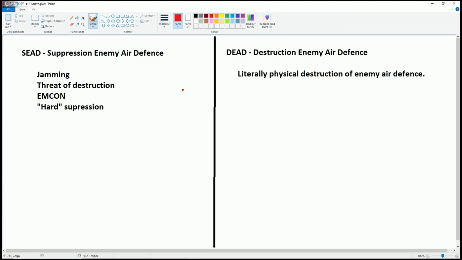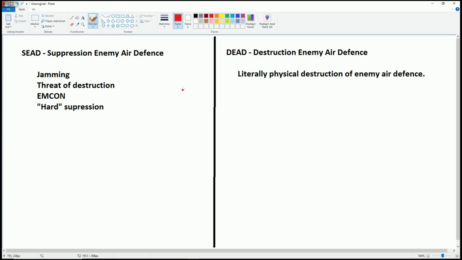This time, before we start on the anti-radiation missile and the anti-radiation aspect of the Su-25T, we're going to take a look at the definitions of certain things. We are going to take a look at SEAD and DEAD.